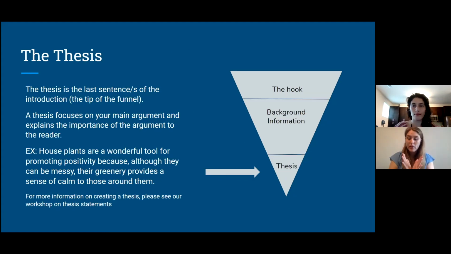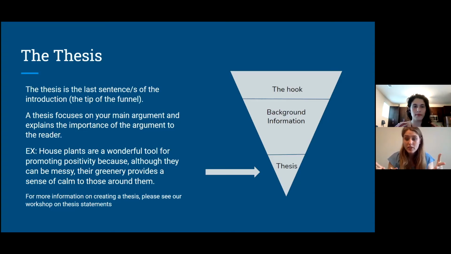So the last component, that most narrow part of that funnel, is the thesis. The thesis is, like I said, that last sentence, or sentences if it's a complex essay and it maybe takes more than one sentence to complete that. So the thesis focuses on your main argument and explains the importance of that argument to your reader.